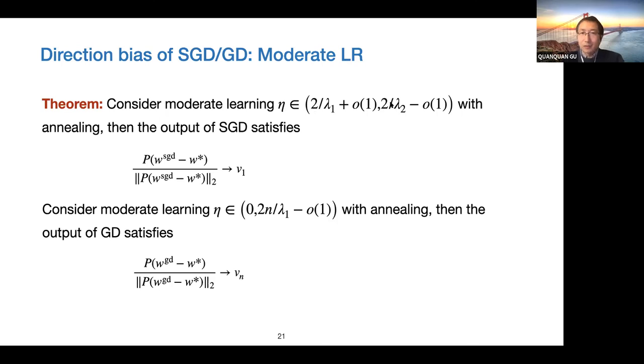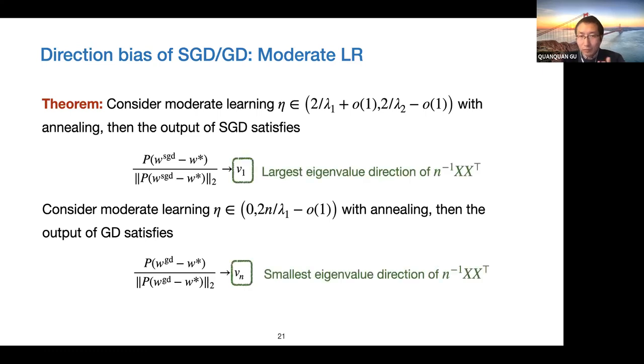So if the learning rate is within this interval, then the difference between the output of SGD and the ground truth W star will converge to the largest eigenvector of the sample covariance matrix. But for gradient descent, when the step size is in this very big interval, up to 2n divided by lambda 1, the gradient descent output and its distance from W star will converge to the smallest eigenvalue direction of the sample covariance matrix.